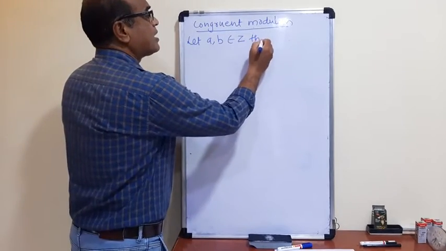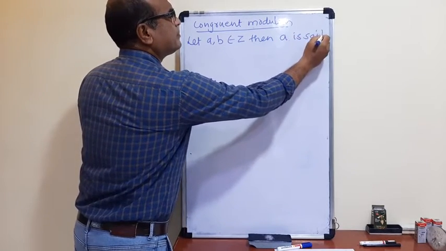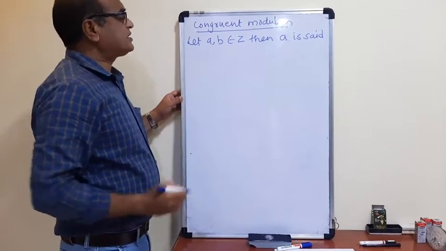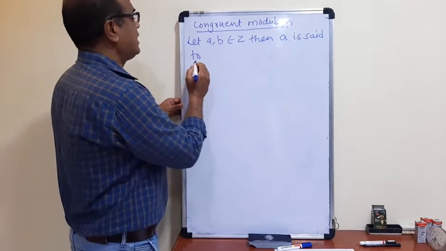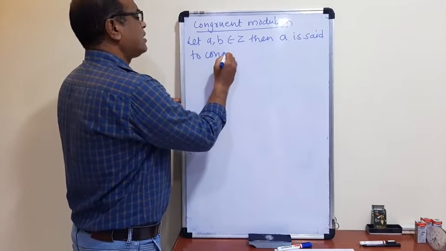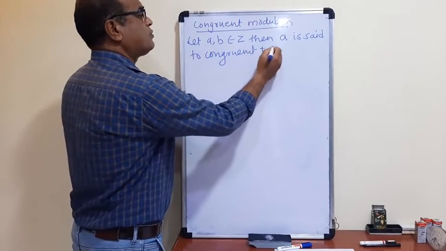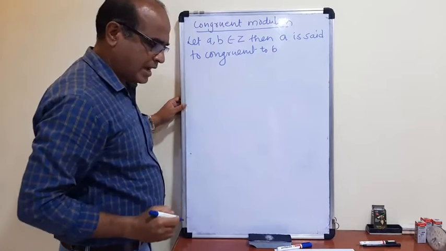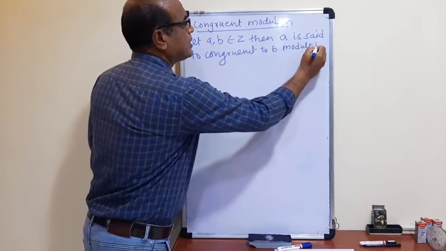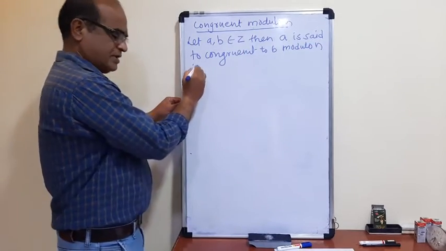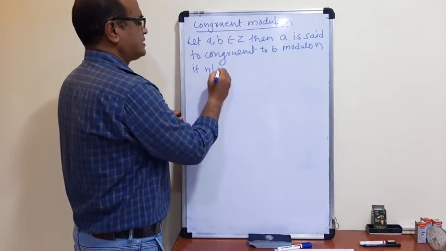Then element a is said to be congruent to b modulo n if n divides a minus b.